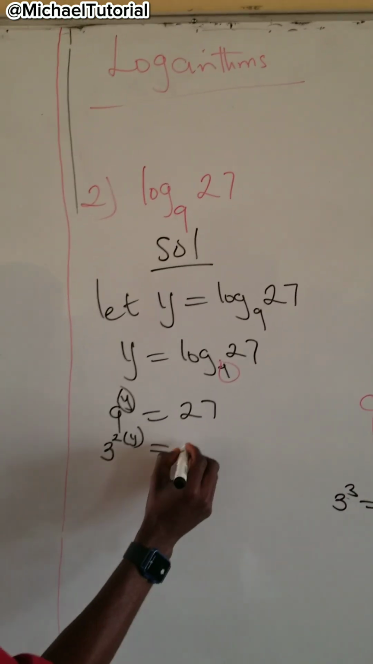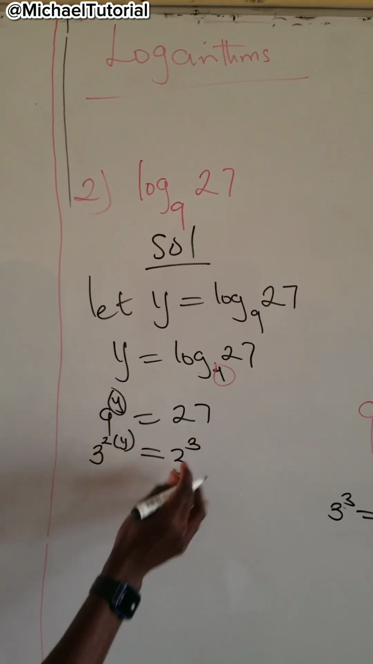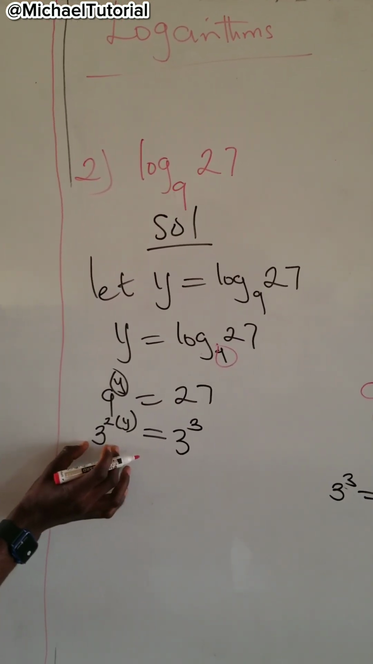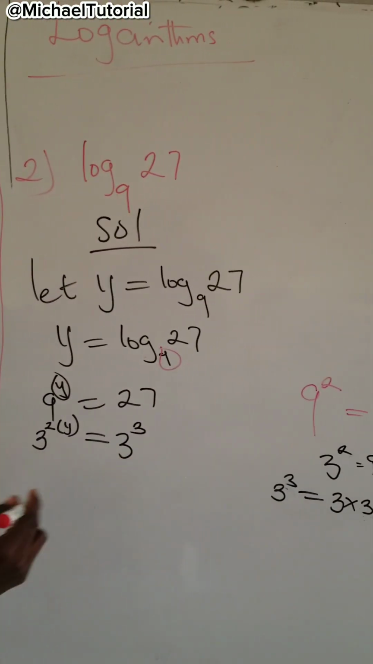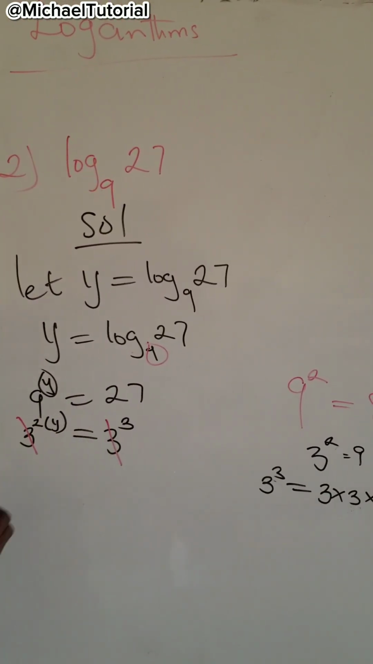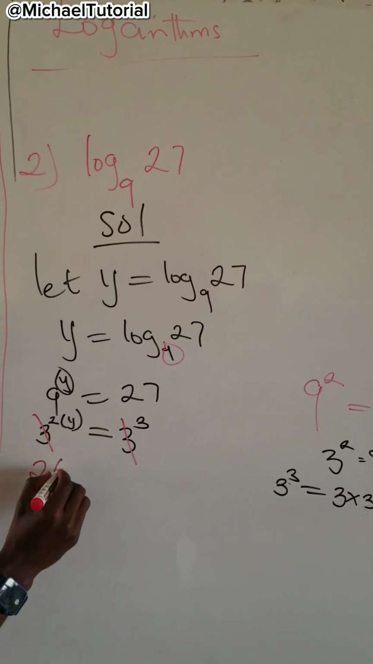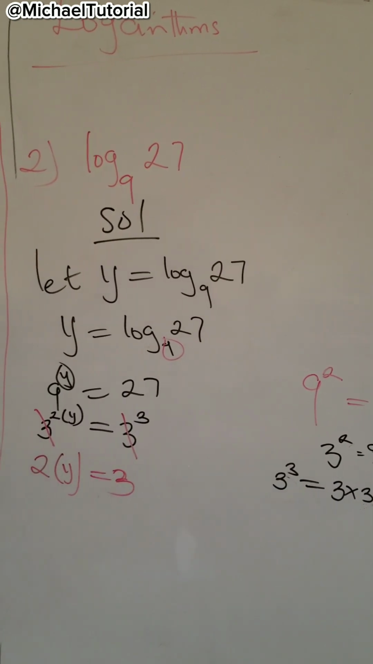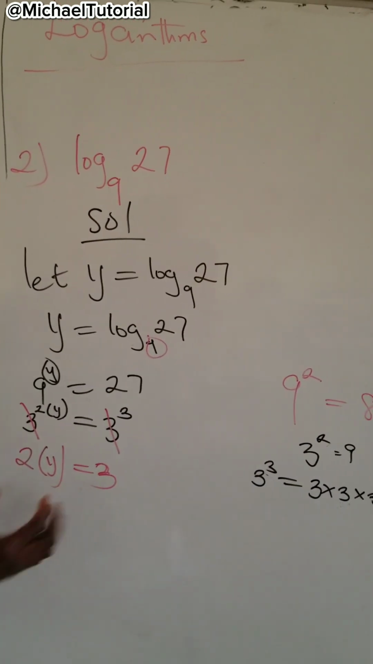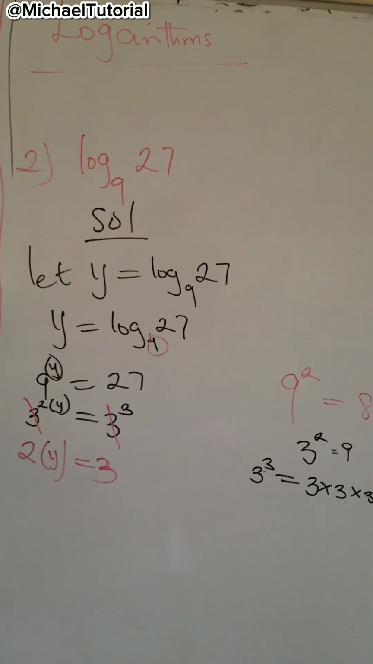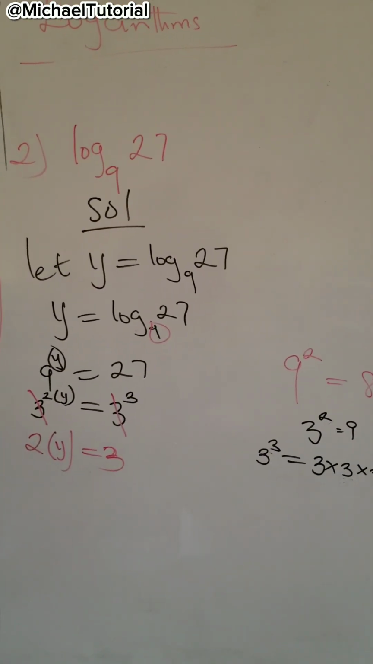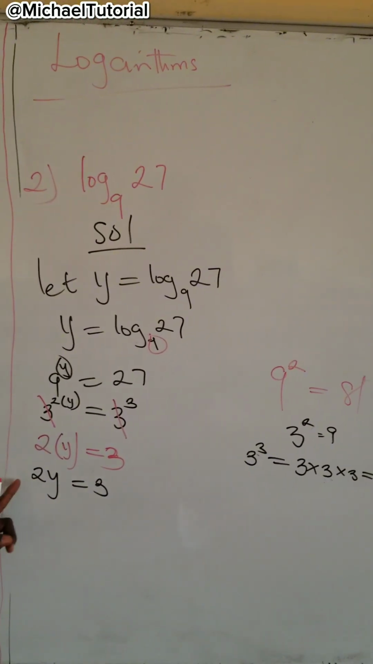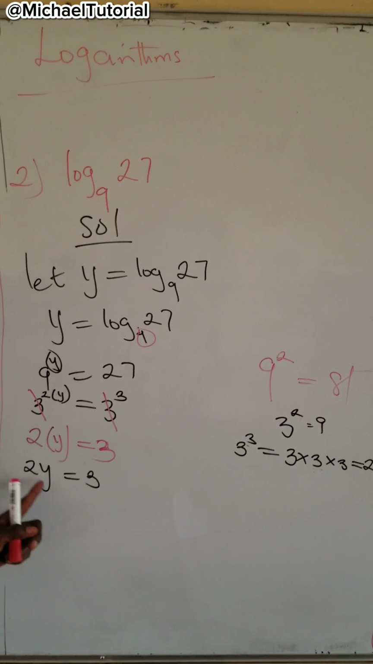Now we put 3 to the power of 3 in place of 27. Since we have 3 on one side and 3 on the other side, let us strike it out, and our powers should come down. 2 open bracket y is equal to 3. And then let us open this bracket, and that will give us 2 times y, which is 2y, equal to 3.